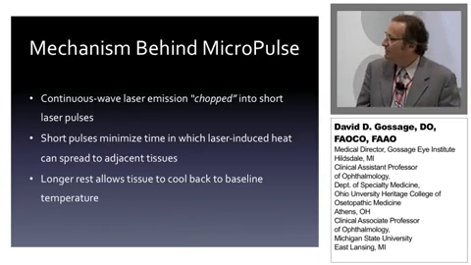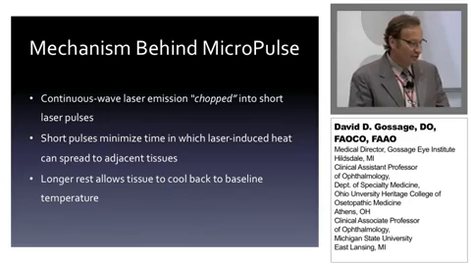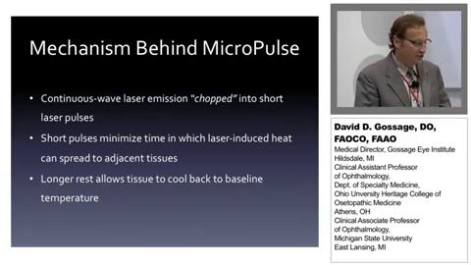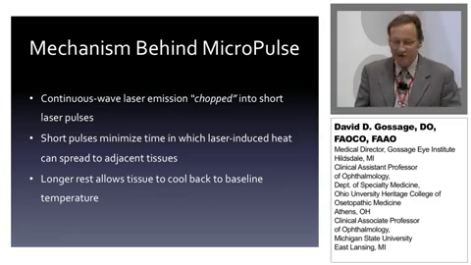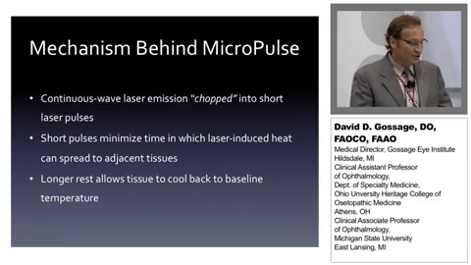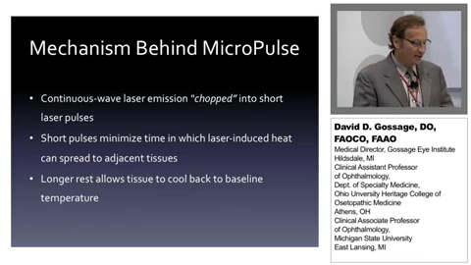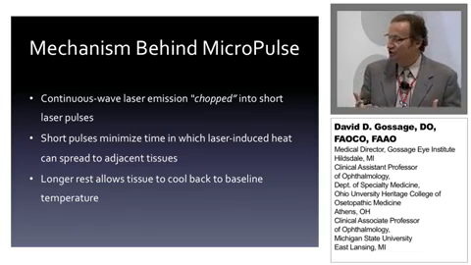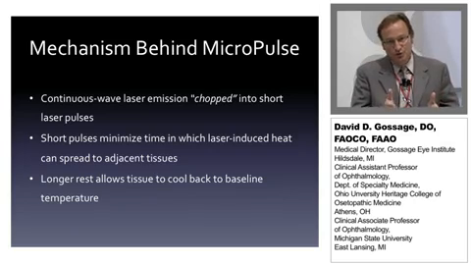Now, what is the mechanism behind the MicroPulse technology? Well, it uses a continuous wave laser that's basically chopped into short segments. And these short pulses will minimize the laser-induced heat that can spread to the adjacent tissue. So therefore, you can chop it up.